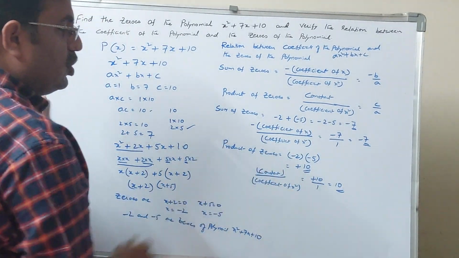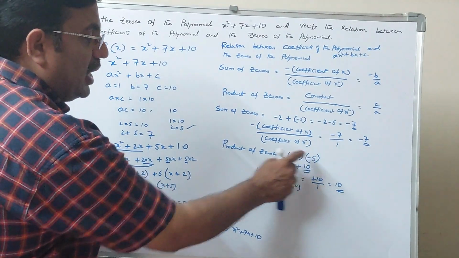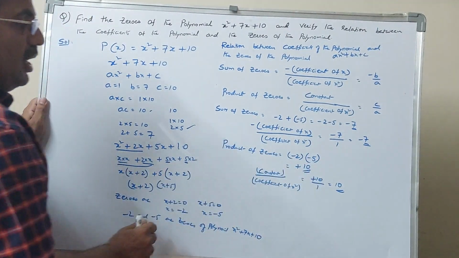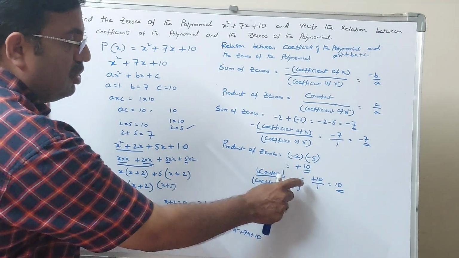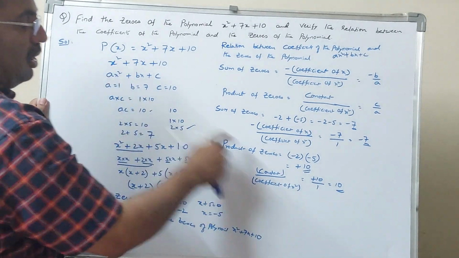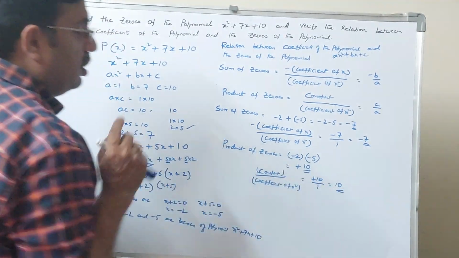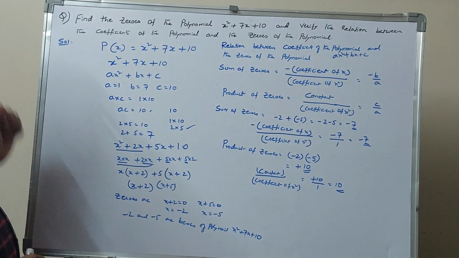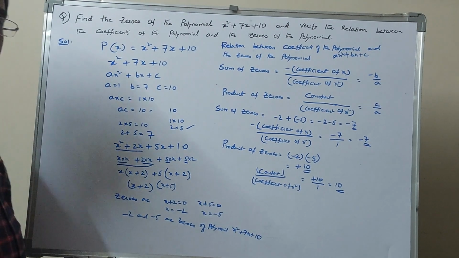So product of zeros is equal to minus 2 into minus 5 is equal to minus into minus is plus, 2 into 5 is equal to 10. So constant by coefficient of x square is equal to constant is plus 10 by coefficient of x square is 1. So plus 10 by 1 is equal to 10. So this is the way you have to get the solution for this question. Okay na? I hope you understand this question.